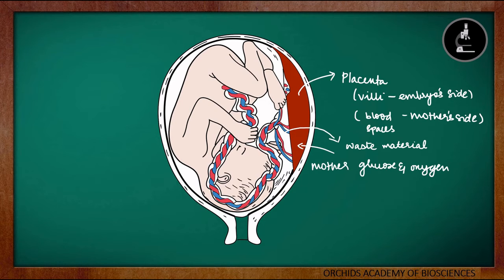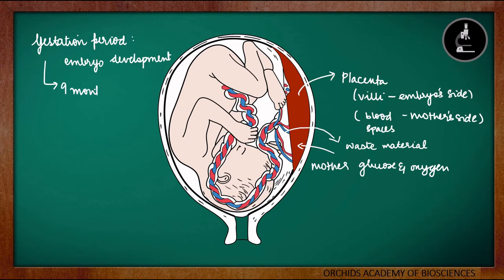After implantation, the period during which the embryo development takes place in the uterus is called the gestation period. So the gestation period is the period of embryo development. Embryo development, or we can say the gestation period in human beings, is approximately 9 months.